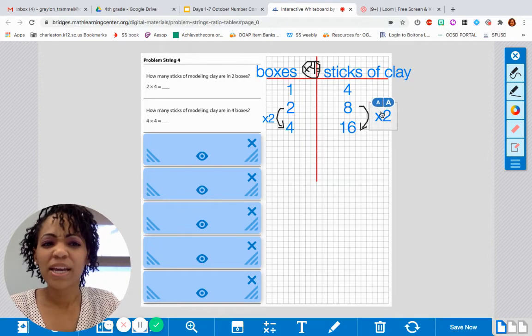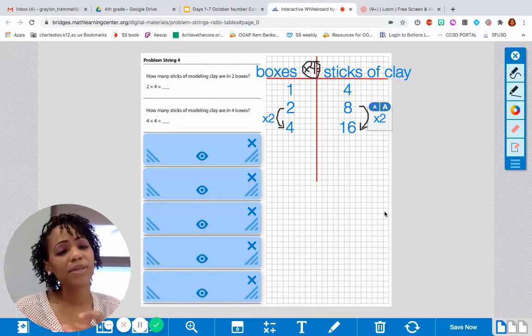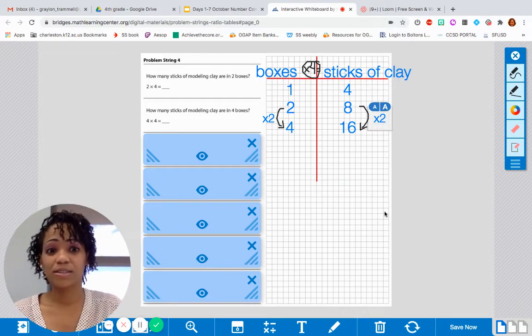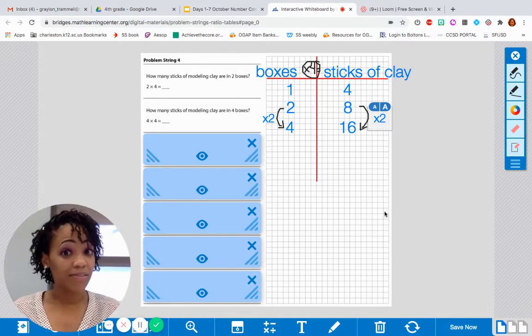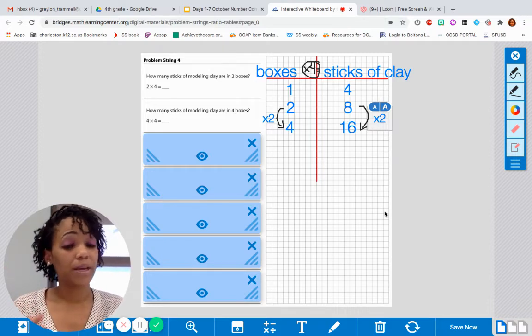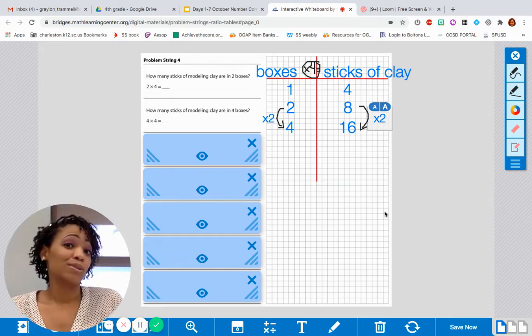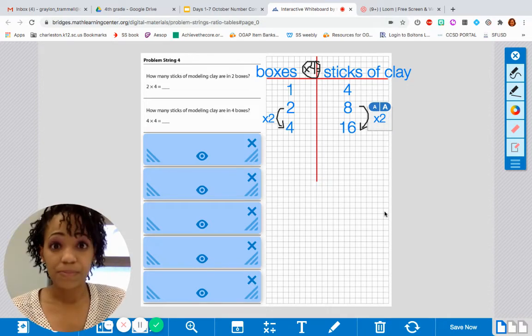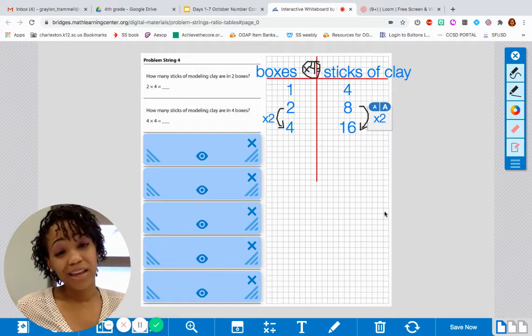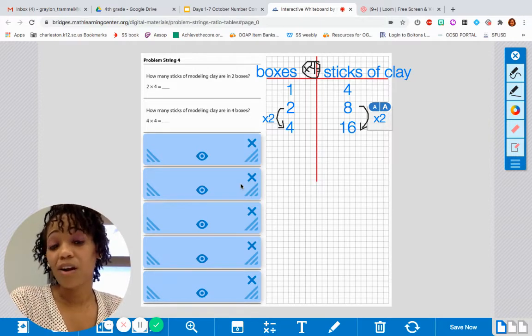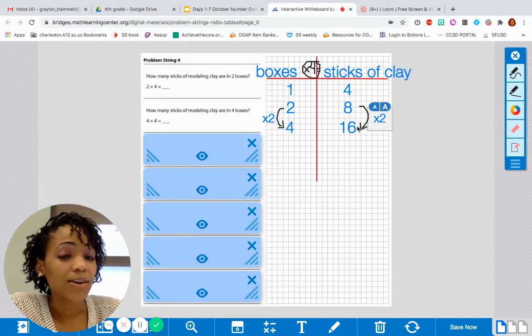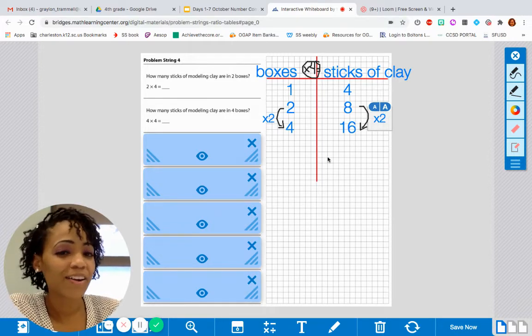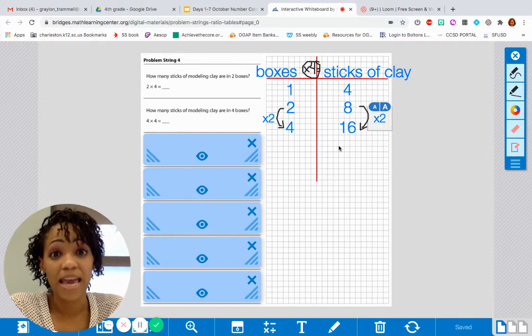Okay, is it starting to make a little more sense? Maybe? Okay, well, let's keep going. And as we keep going, maybe it'll make even more sense to you. So we're working with ratio tables. We have boxes that have clay in them. Each box has 4 pieces of clay. Our goal is to figure out how many total sticks of clay we have, depending on how many boxes we have. And the other goal is for us to use our knowledge of what's here on our ratio table to figure out what the answer may be.